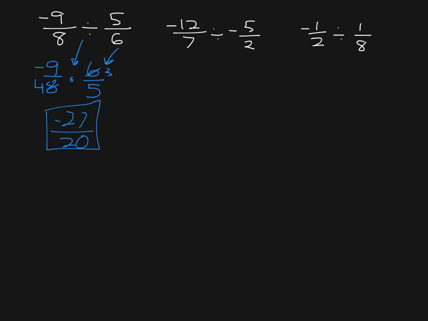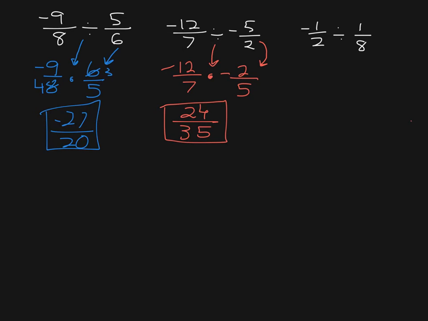We can do the same thing with this next one. Negative 12 over 7 times, I'm going to leave the negative, and instead of 5 over 2, it's 2 over 5. Once again, I'm changing from division to multiplication, change from negative 5 over 2 to negative 2 over 5. So now I don't see anything I can cancel here, so I'm just going to multiply straight across. Negative 12 times negative 2 is 24. 7 times 5 is 35.